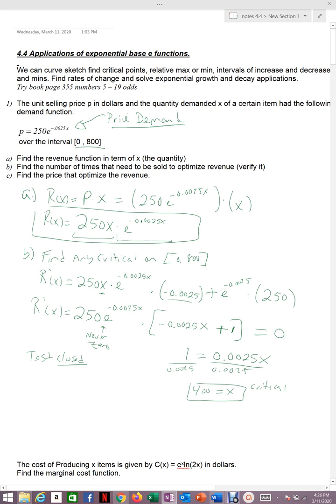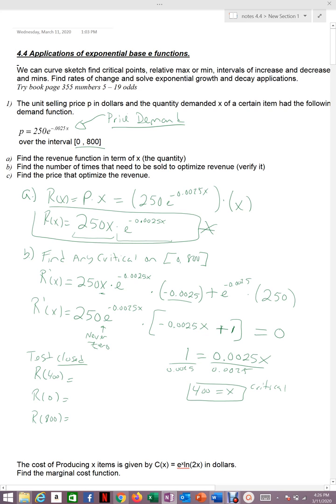back into the original. So we're going back up here to the function. So I'm going to take the revenue function. I'm going to take my 400, I'm going to plug it in. I'm going to take my endpoint 0 and plug it in. And I'm going to take my endpoint 800 and plug it in. So remember, those are going back into the original revenue. I should get a max and a min.